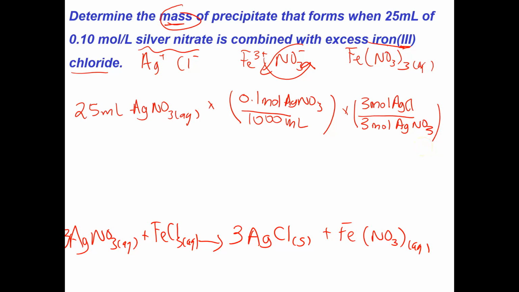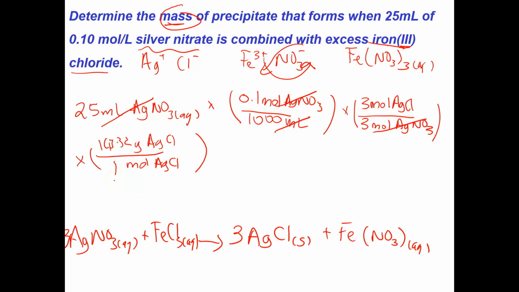So at that point, what do we have? Well, we took our milliliters and we turned it into moles of silver nitrate with our first conversion factor. And then using our mole ratio, we turned the moles of silver nitrate into the moles of silver chloride. So there's only one thing left to do. We need to take moles of silver chloride and turn it into grams of silver chloride. And hopefully you remember how we do that is by multiplying by the molar mass. So the molar mass of silver chloride is 143.32 grams for every 1 mole. And there we are, we're done.